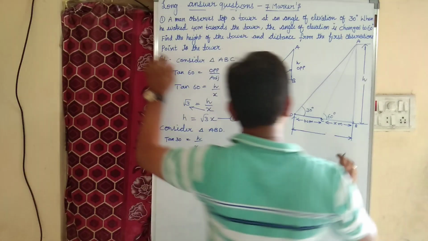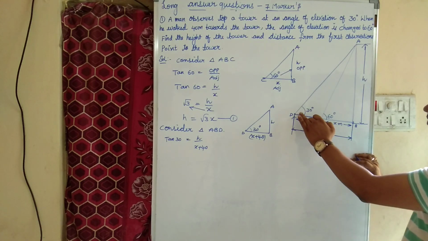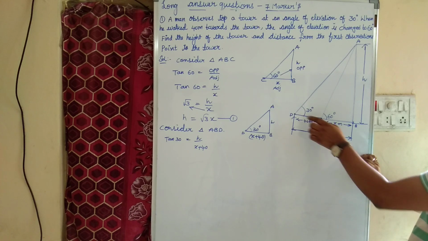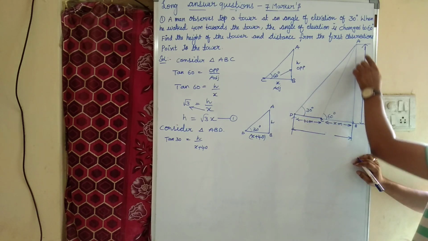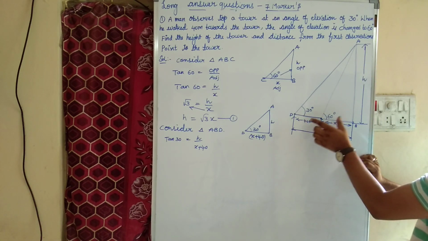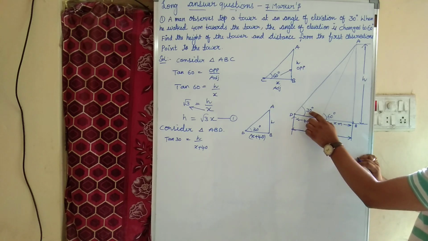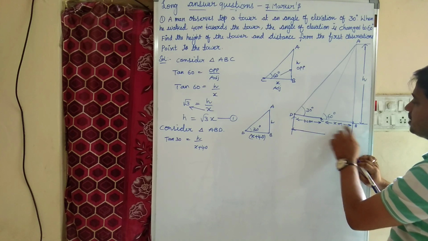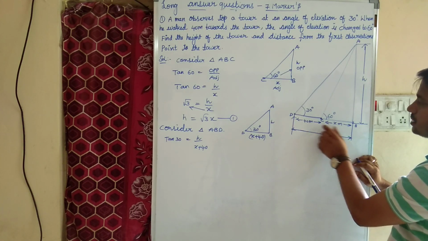Children, did you understand? As the angle of elevation is 30 degrees, we have considered triangle ABD. The side opposite to 30 is AB, and the side adjacent to angle 30 is BD. Children, BD is nothing but BC plus CD. BC is x plus CD is 40.